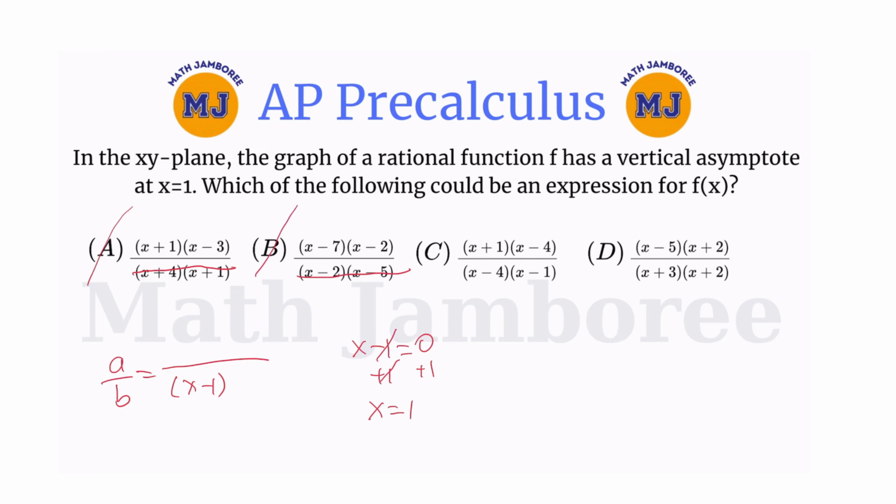In choice C, we have x minus 1 in the denominator, and x minus 4 cancels each other out. The final version of the rational function becomes x plus 1 over x minus 1. Then the correct answer is choice C.